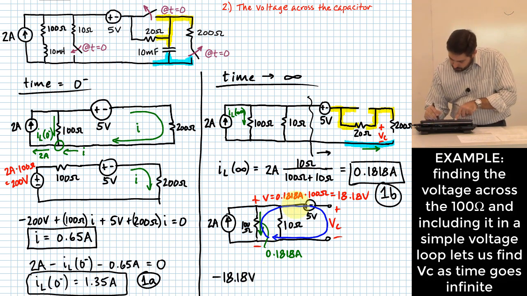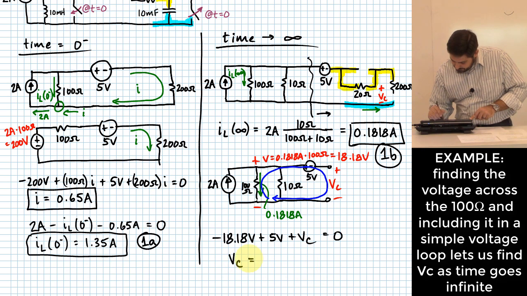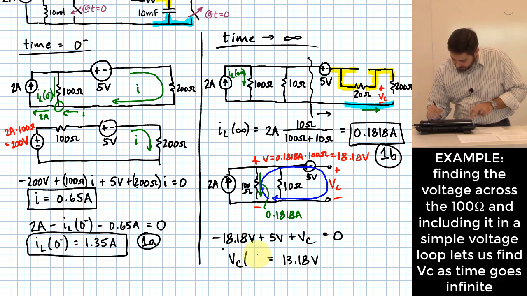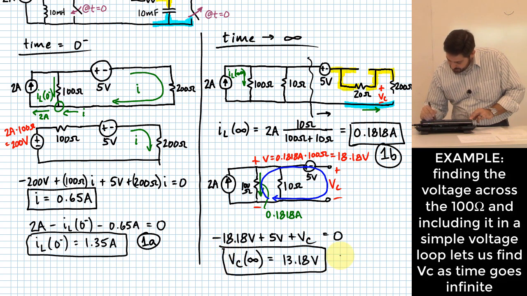Okay. We come up to the 5 volt source, so we do plus 5 volts. What else? Plus VC. So what is VC? Okay. 13.18 volts. And if I want to denote it even better, this is the voltage in the capacitor at time infinity. And that is the answer to question 2B.